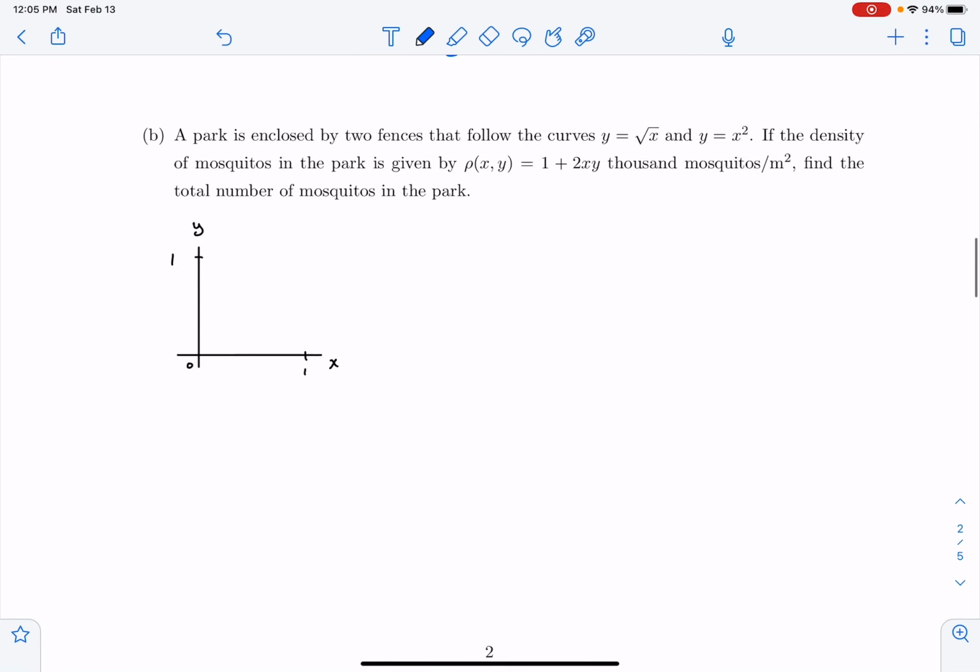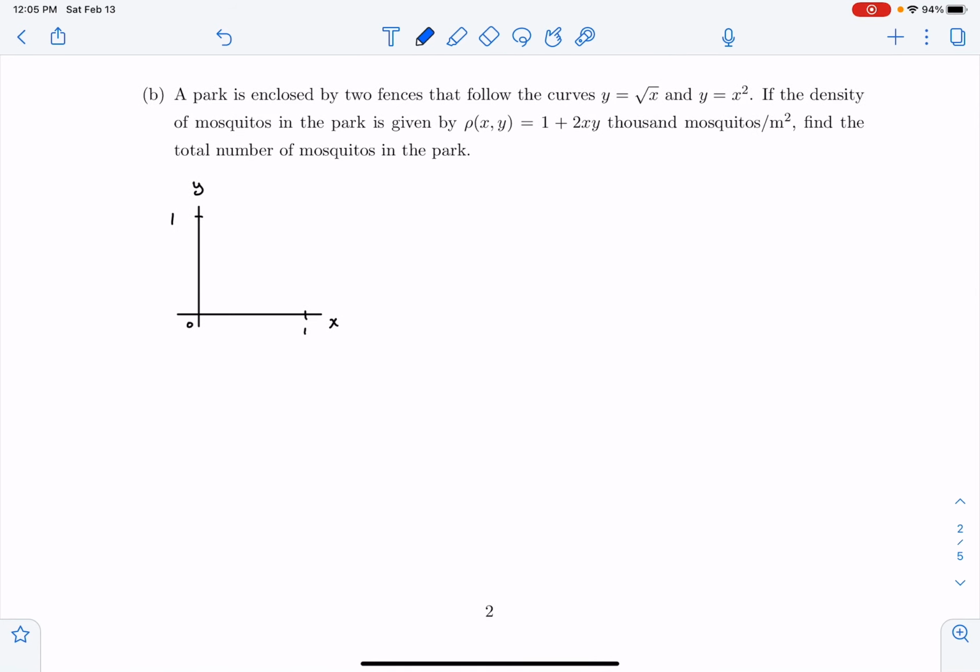Our second example says a park is enclosed by 2 fences that follow curves y equals square root of x and y equals x squared. If the density of mosquitoes in the park is given by rho of xy equals 1 plus 2xy, 1,000 mosquitoes per meter squared, find the total number of mosquitoes in the park.